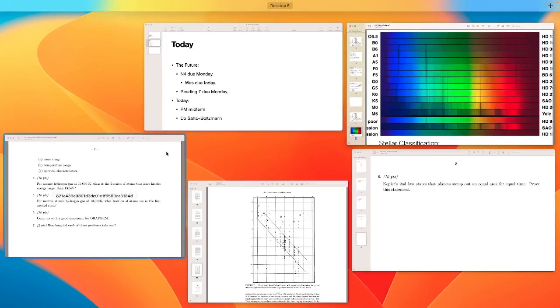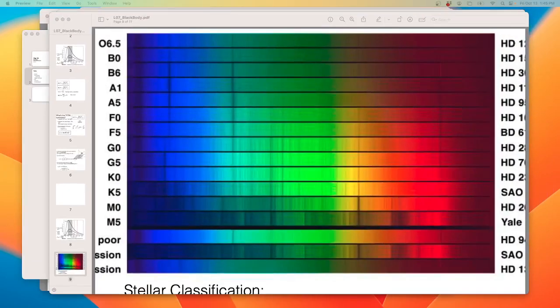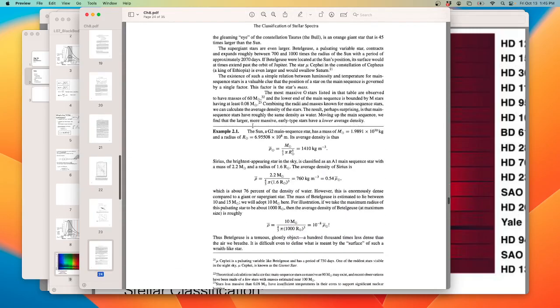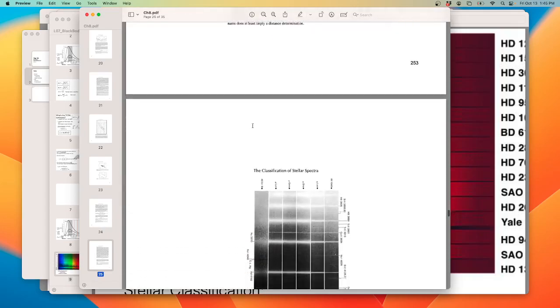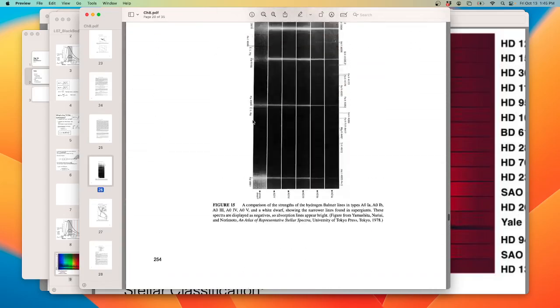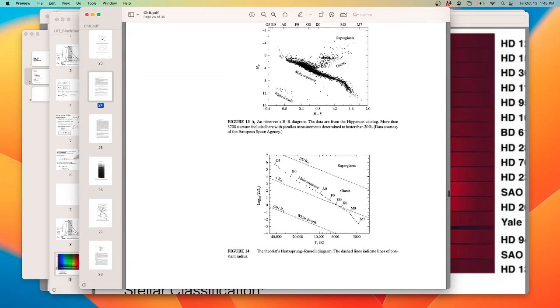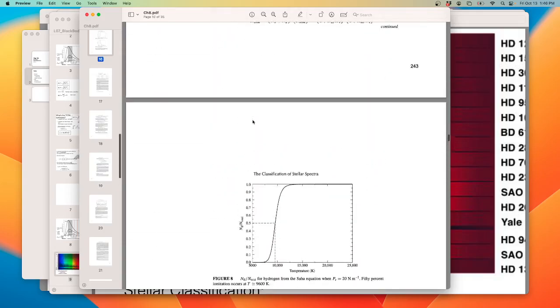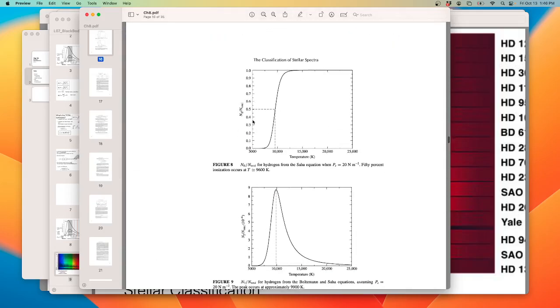And so I'm going to pull up some plots from the book because they're nice plots. These are some plots that lots of people asked about. Let's talk real quick about Saha, and what Saha is. I want these two plots.